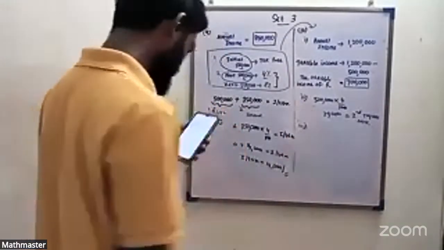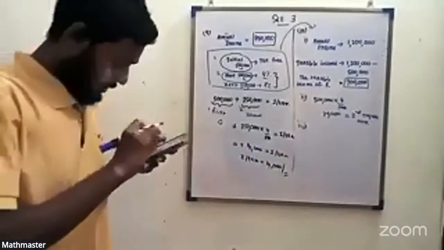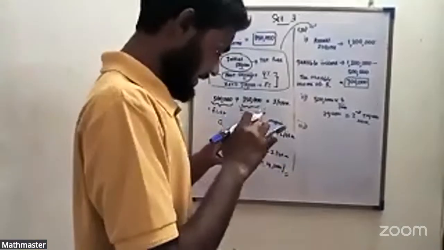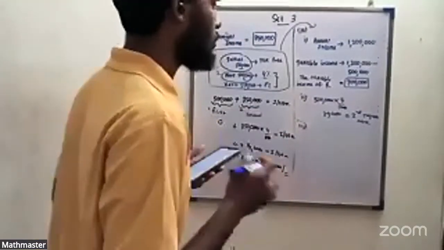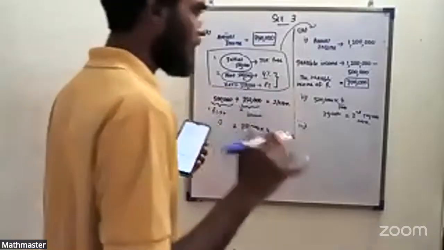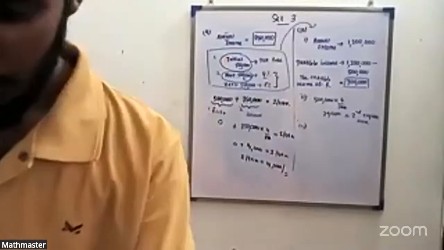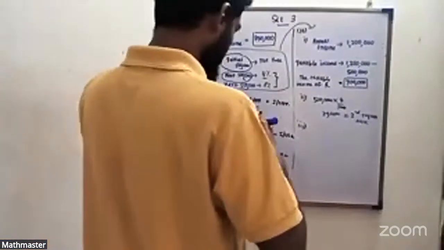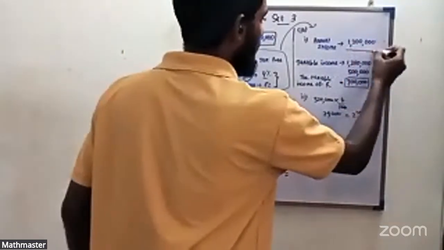Roman number 3. Find the total tax payment he has to pay as income tax. Now the same thing. What is it? The taxable income. Not for this. You can't apply income tax for this.